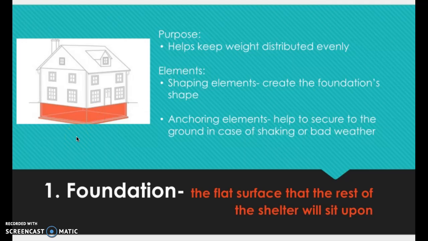The first one is called the shaping element. That's basically exactly what it sounds like. It helps shape the foundation. And the other piece of the foundation is the anchoring elements. The anchoring elements make sure that the house is secured into the ground so that nothing can hurt it, like bad weather, shaking of something, perhaps a dust storm, something like that.